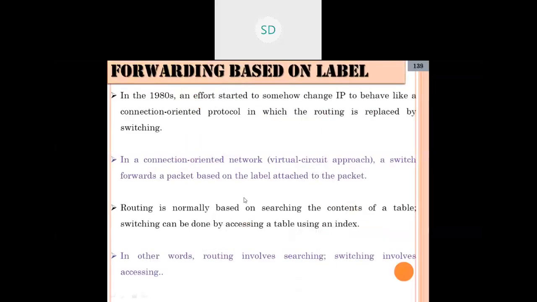Next topic, the second type in the connection. As we have discussed in the first slide, there are two types of connection. One is connectionless transfer, and the other is connection oriented. The connectionless is nothing but based on the forwarding table. The packets will be transferred, which we have discussed in the last PPT. And the next one is connection oriented, which is nothing but forwarding based on the labeling.